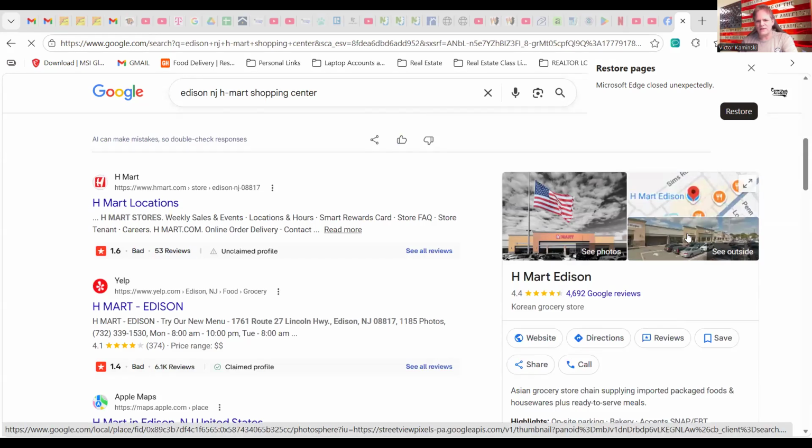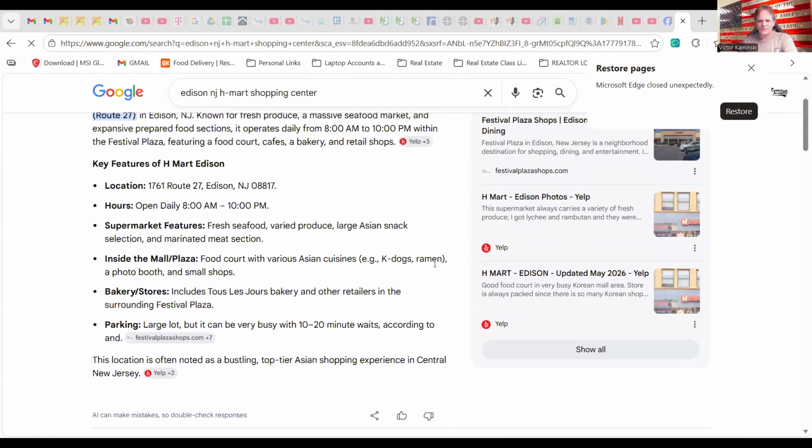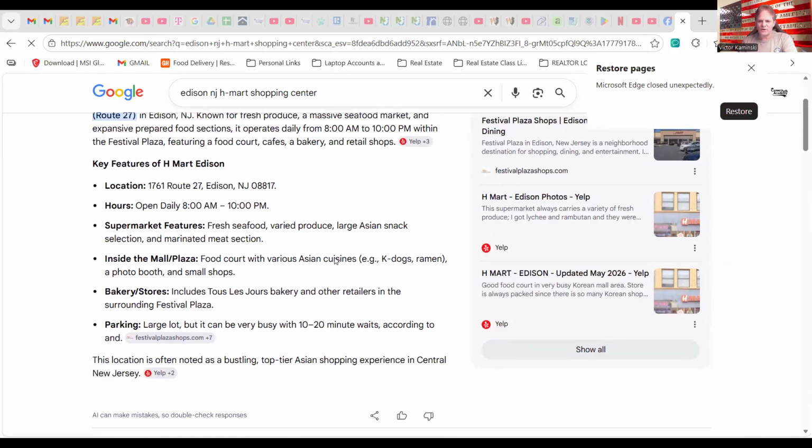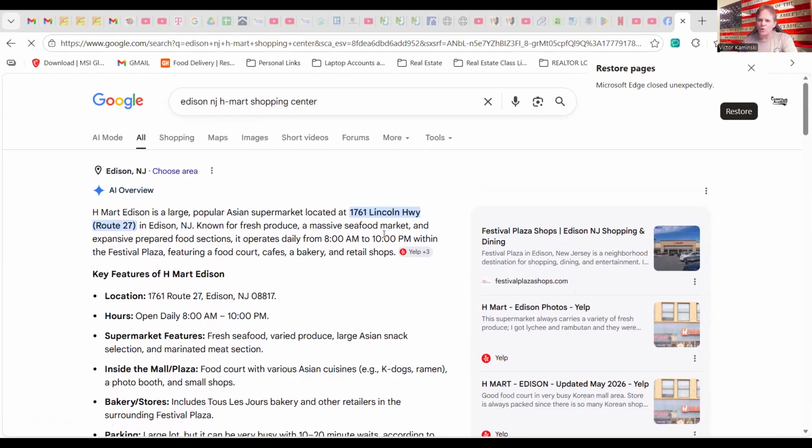Well, that was even after they modernized it already. Let me see if we can find some pictures of that H Mart Shopping Center, which they call Festival Plaza Shops. So what they renamed H Mart. You got the store called H Mart, which used to be the only anchor there. So now it's actually called Festival Plaza. It may have always been called that, I don't know.